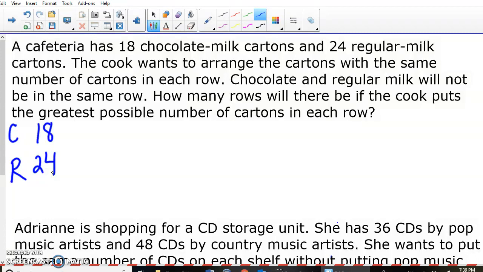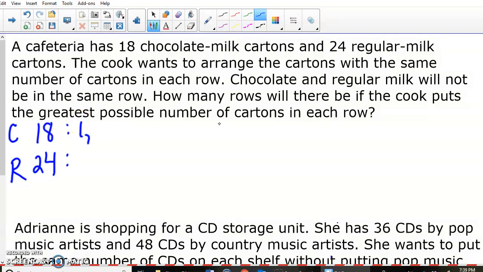And we are not going to put chocolate and regular milk in the same row, so we're going to keep them separate. And we want to know the total number of rows that there'll be if the cook puts the greatest possible number of cartons in each row. So what we are going to do is we're going to find the GCF of 18 and 24. And then that will be how many are going to go in each row, because remember, we're keeping them separate. We're not going to add them together or anything.